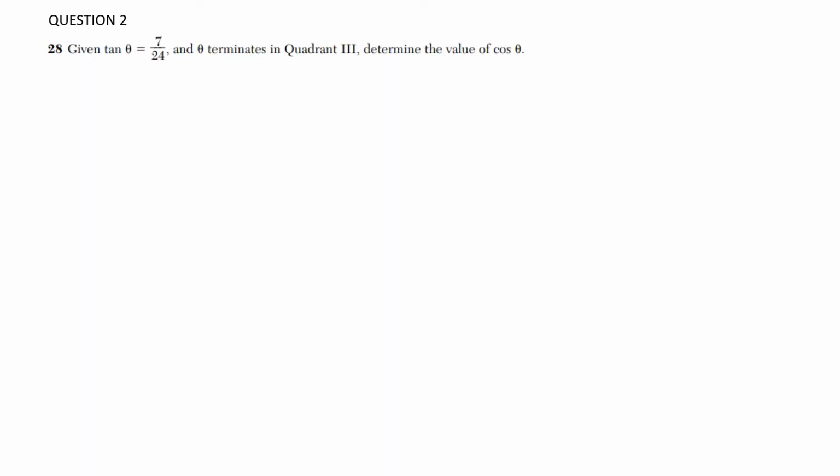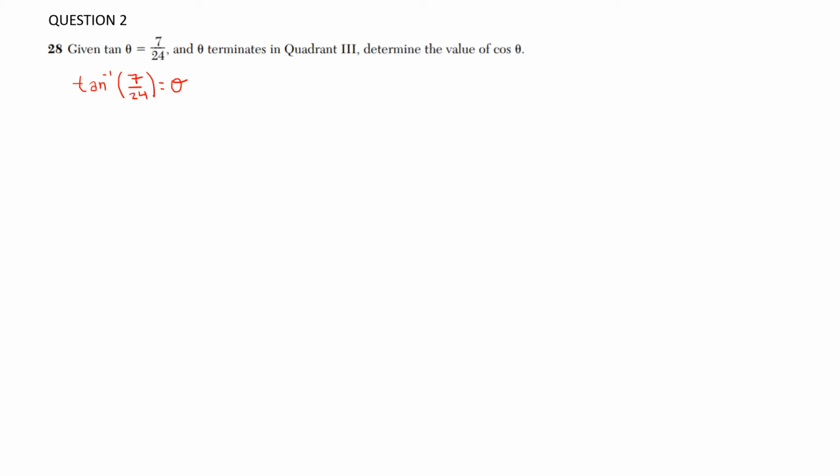Alright, so given tangent theta equals 7 over 24 and theta terminates in quadrant 3, determine the value of cosine theta. So I see 2 ways to go about doing this. The first is to use the inverse tangent, or arctangent, to find the theta value. So that's the inverse tangent function of 7 over 24 equals theta.